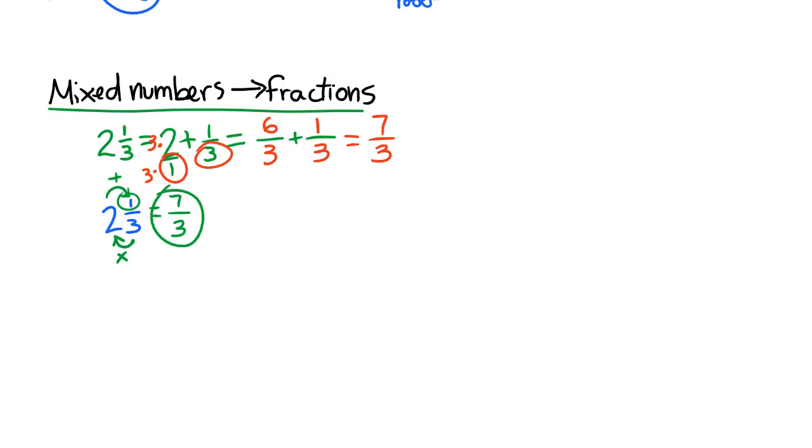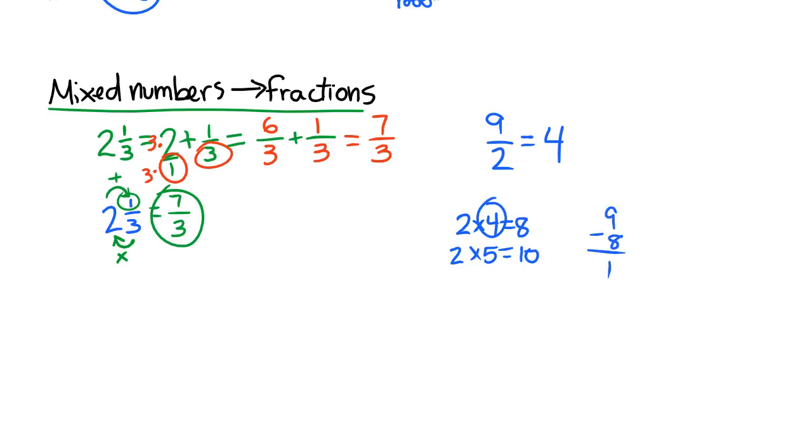Let's say we have 9 halves. We'll go the other way, okay? If we have 9 halves, we can look and say, okay, 2 can go into 9 how many times? Well, 2 times 4 is 8. 2 times 5 is 10. So it can go in 4 times. And we see then if we take away 8 from 9, we have 1 left over.